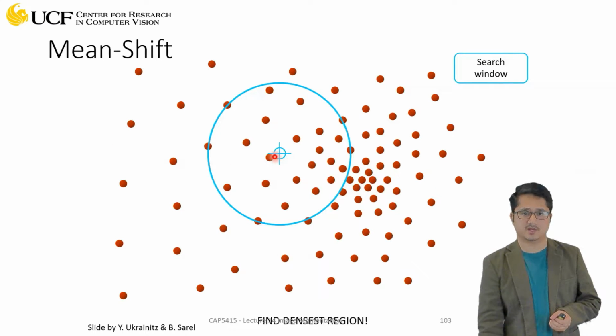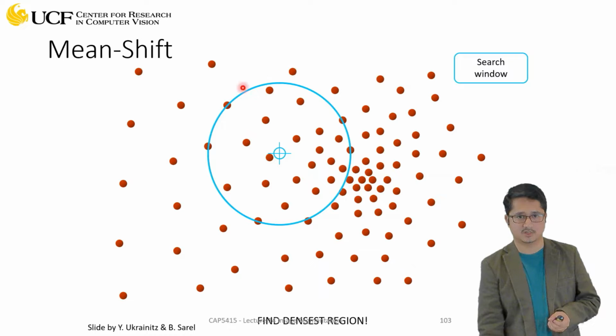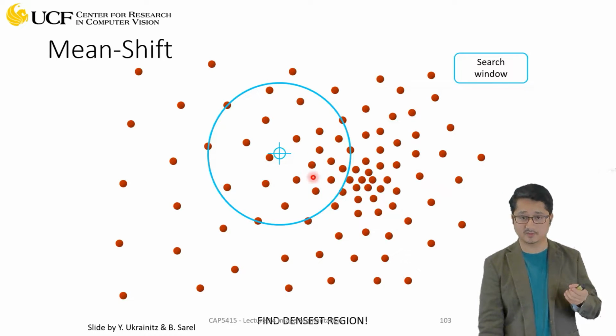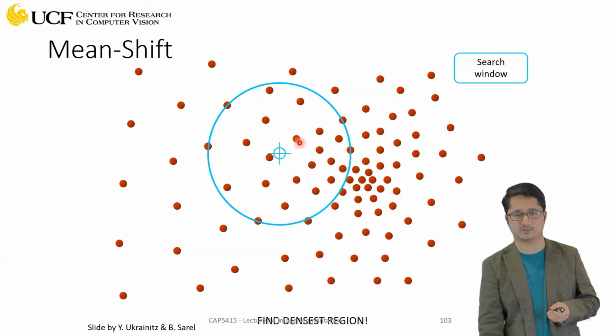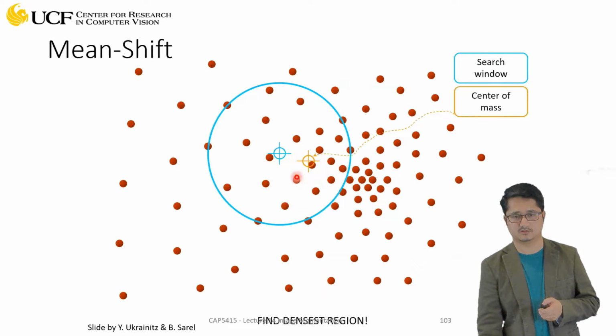Now you start with a random location, and you have some parameter for the search window. Let's say you have this radius, so this will be a search window. Then what you will do is, within this region, try to find out where the highest density is inside this search window. We can visually see that it's somewhere here, right? And you can easily compute that by computing the mean of all these points.